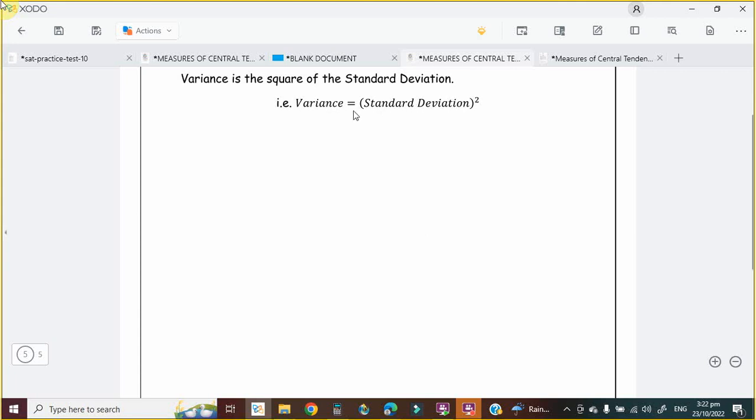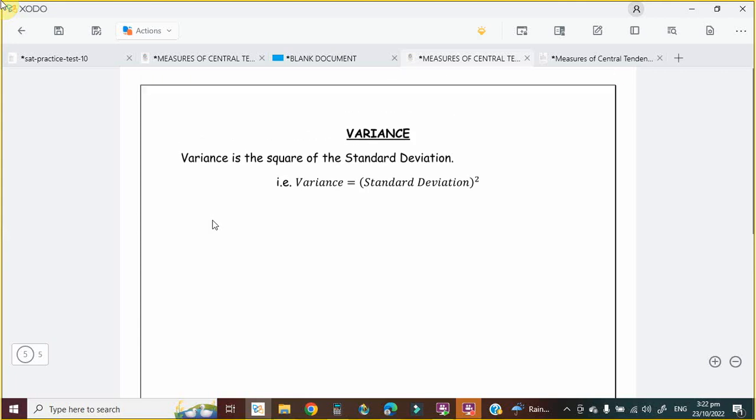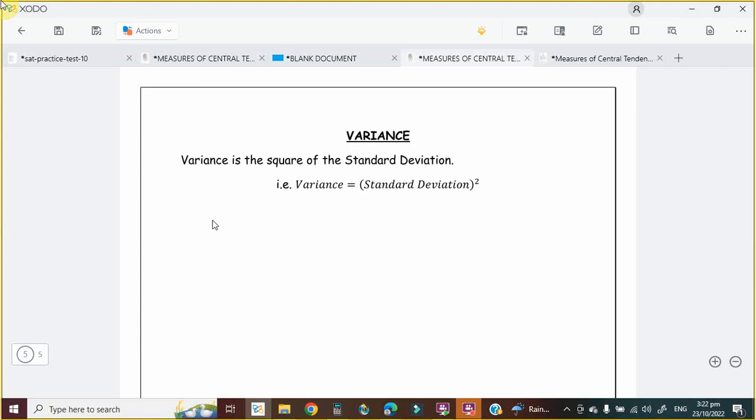Variance usually comes on paper one. So now we can tackle the entire question two. So gentlemen, analyzing data is question two: working out mean, mode, median, standard deviation, trimmed mean.